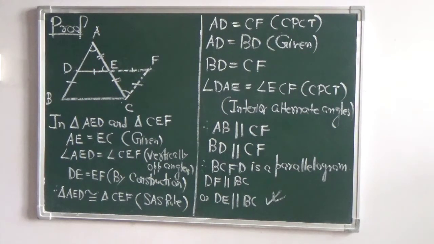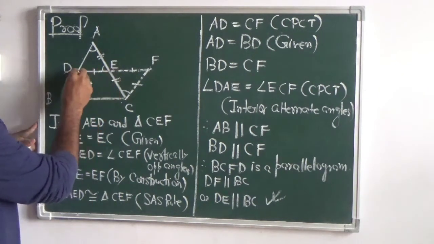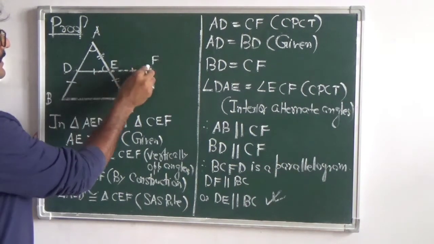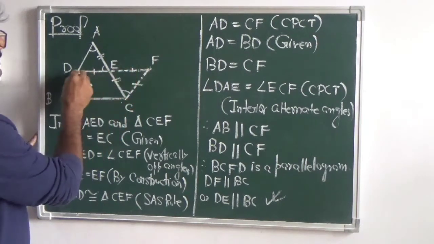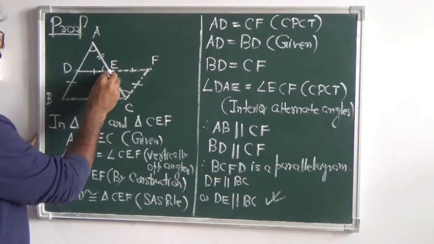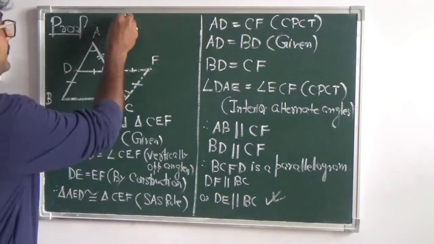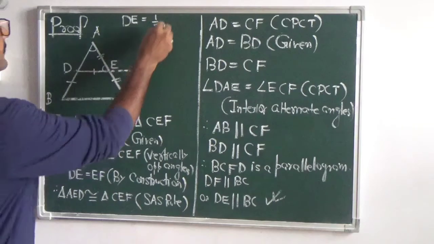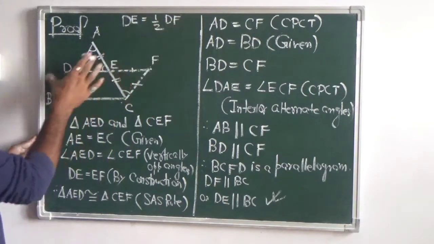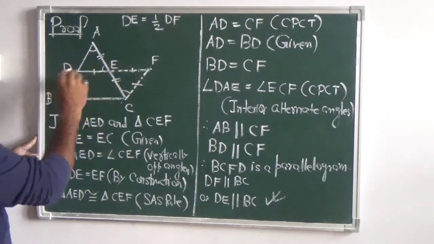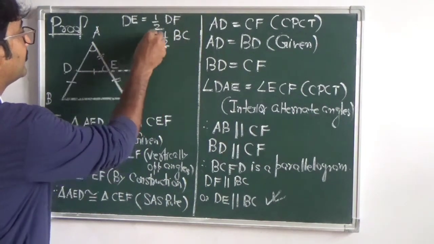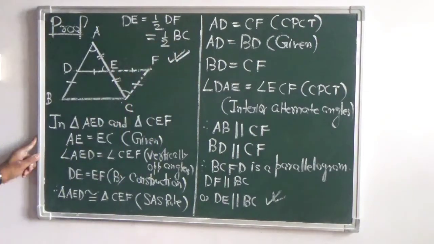Now we need to prove that DE is half of BC. Now you see, E is the midpoint of DF, as in the beginning we said we extend this line DE till F such that DE equals EF. So DE and EF are equal, so E is the midpoint, that means DE is half of DF. And since this is a parallelogram, BC and DF are equal, so DE equals half of BC. So this proves our theorem.